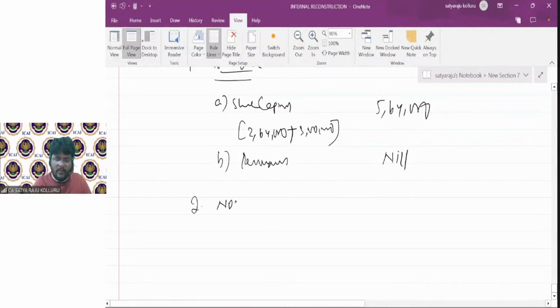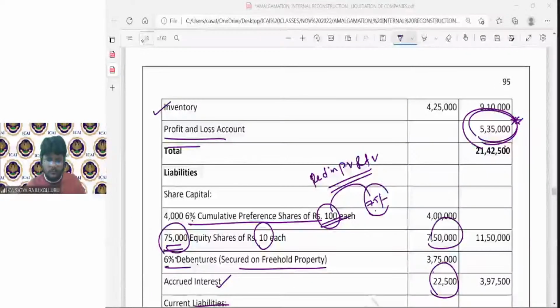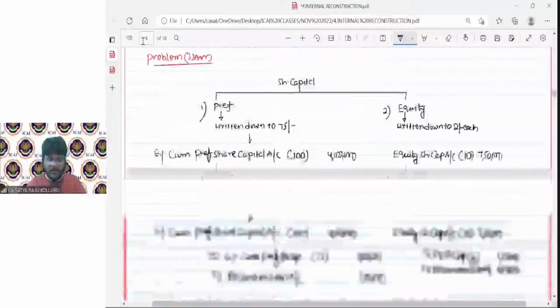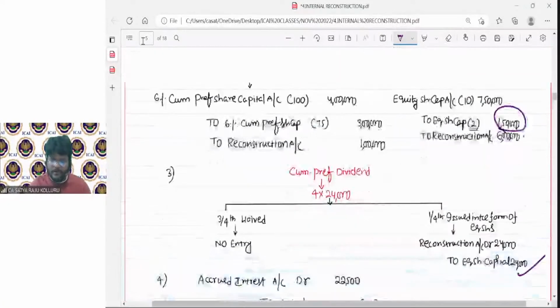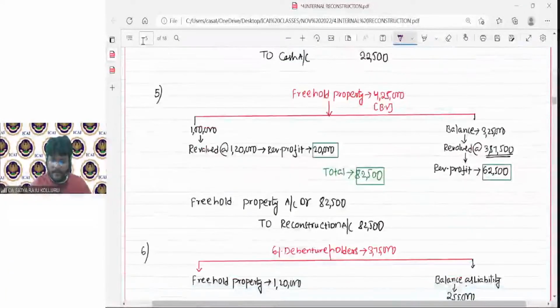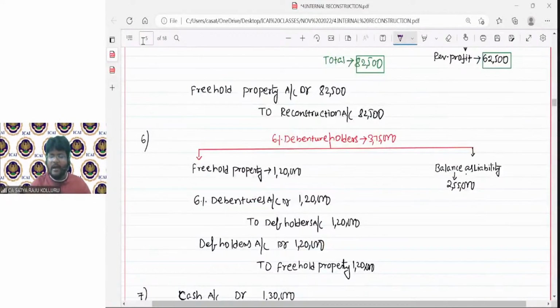Next, number 2, non-current liabilities. Debentures are there. A, come to long-term borrowings. Now, all of you, please check the long-term borrowings for debentures. First, second entries, no involvement of debentures. Third, also no. Fourth, nothing. Fifth, nothing. Sixth, actually 6% debentures, we have 3,75,000, out of which 1,20,000 nullified. Balance, nothing was mentioned. That's why it was shown as a liability. So 2,55,000 is a liability.